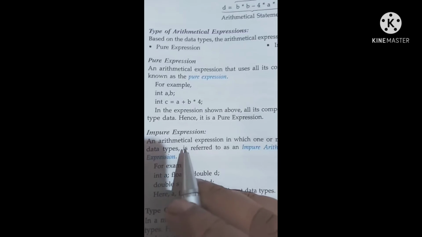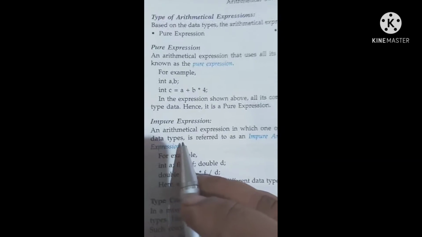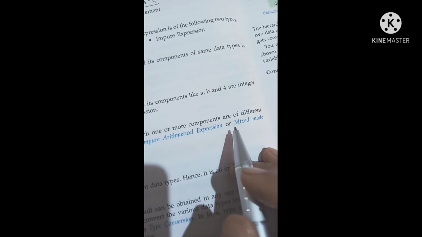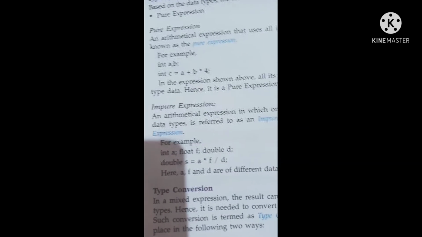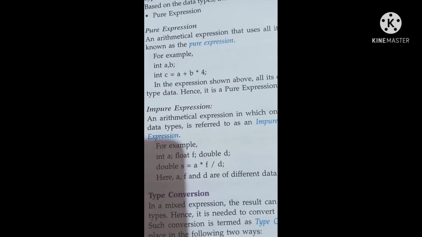Impure expression: an arithmetical expression in which one or more components are of different data types is referred to as an impure arithmetical expression or mixed mode expression. So here, if we have 2-3 different types of data type, then that will be called an impure arithmetical expression. So here, understand this.